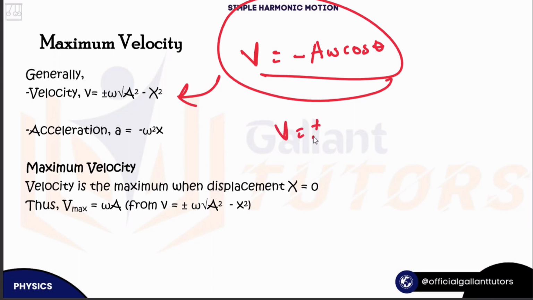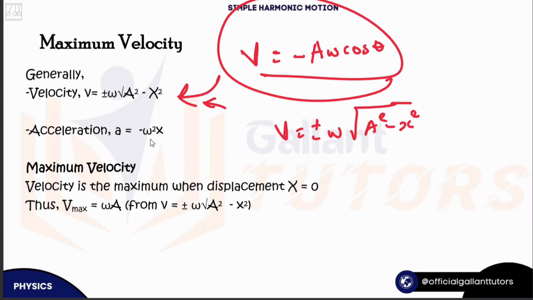So v is equal to plus or minus omega times the square root of A squared minus x squared. There are several ways in which we can get this, so don't be confused. But just learn this: velocity is equal to plus or minus angular frequency times the square root of amplitude squared minus displacement squared. What about acceleration? Acceleration is equal to minus omega squared x.